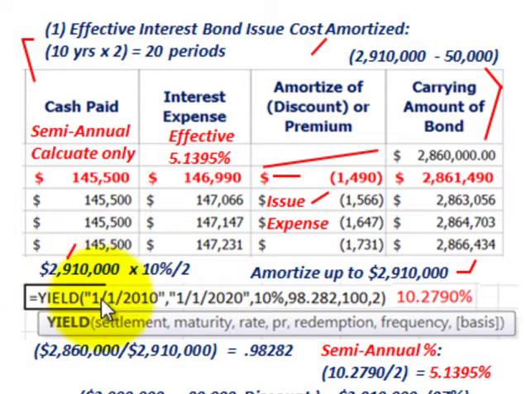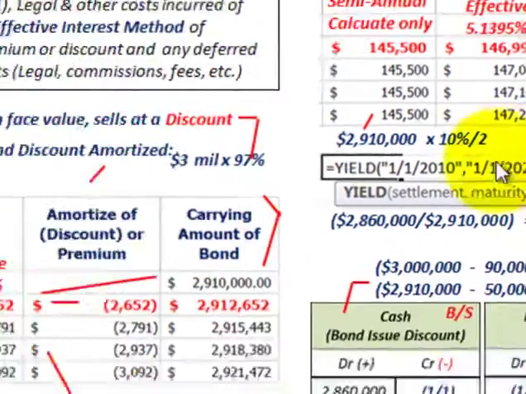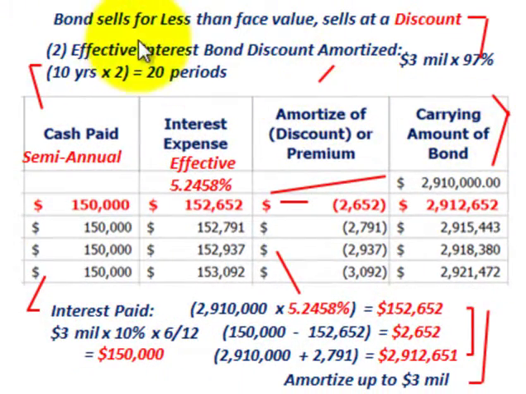Again, we had to calculate using our financial calculator. In this case, I used the Excel function to determine what that effective interest rate was in order that we could amortize this carrying amount from $2,860,000 up to $2,910,000. Okay, so now let's go down and look at our effective interest on the bond discount itself that's amortized.